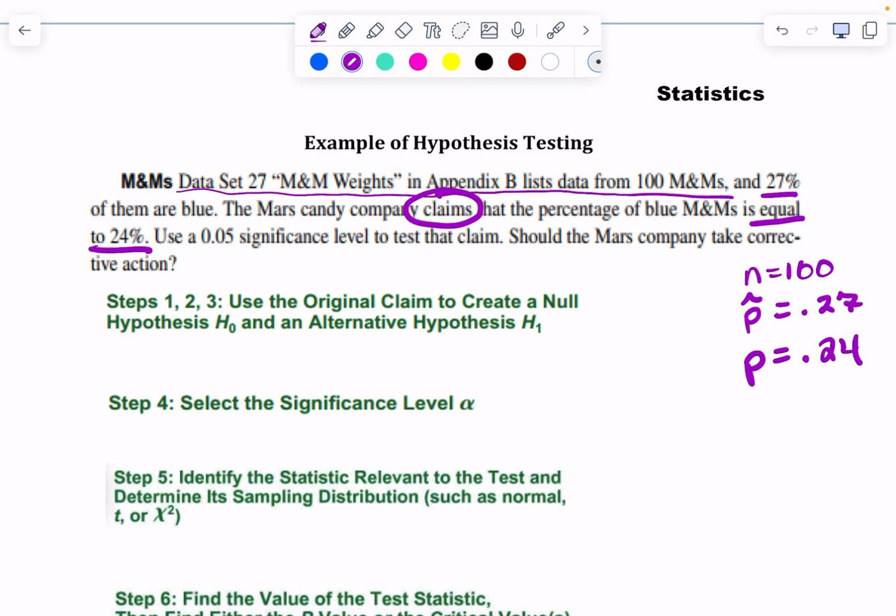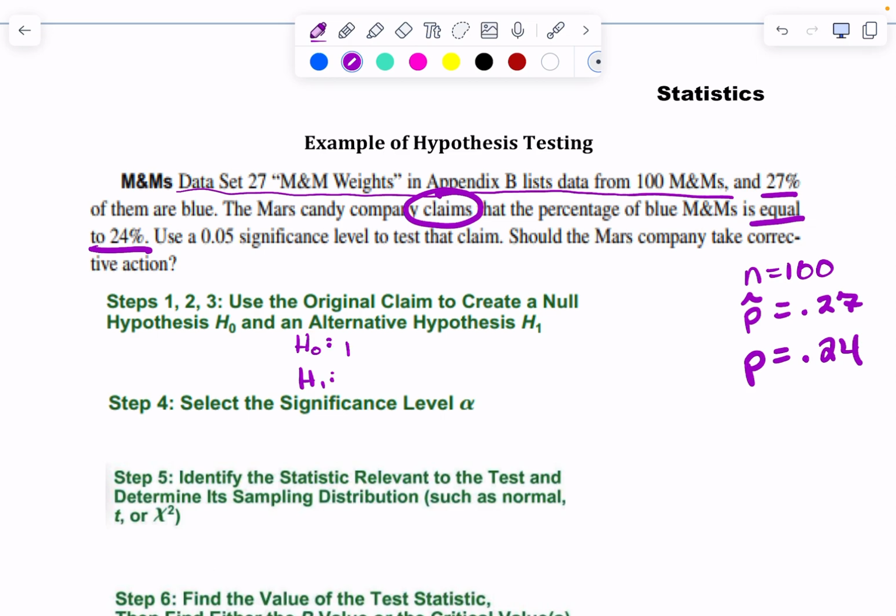Okay, so anyway, is 27% close enough to 24% to say that's okay? Or should we be mad that we have too many blue M&Ms? That's what we have to decide. So, use an original claim to create a null and alternative hypothesis. That's what steps 1, 2, and 3 are. So, here we go: our null and alternative hypothesis.